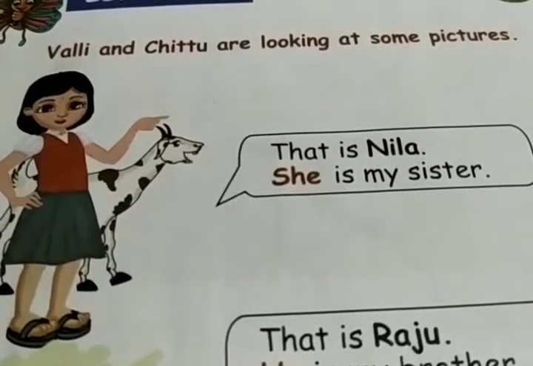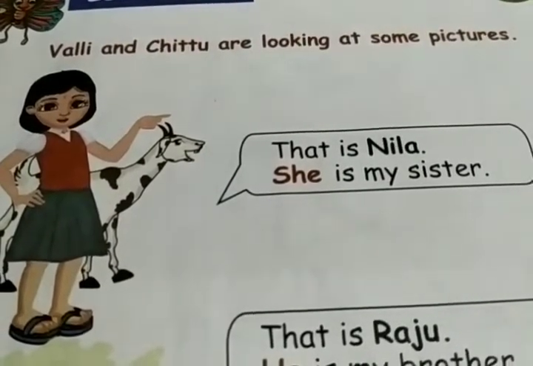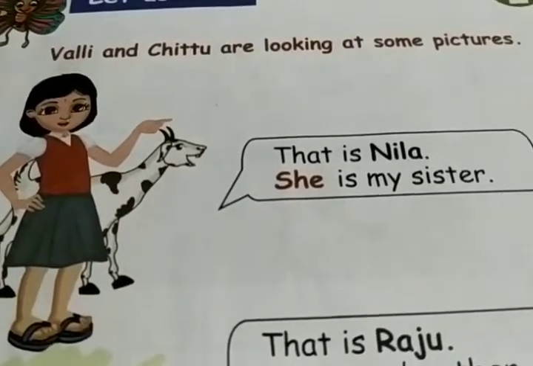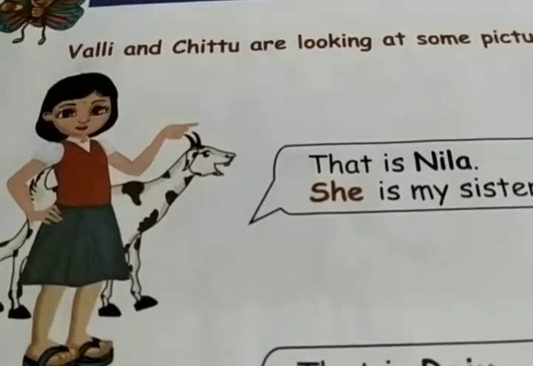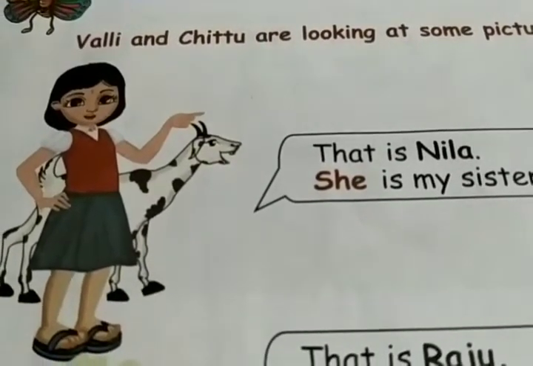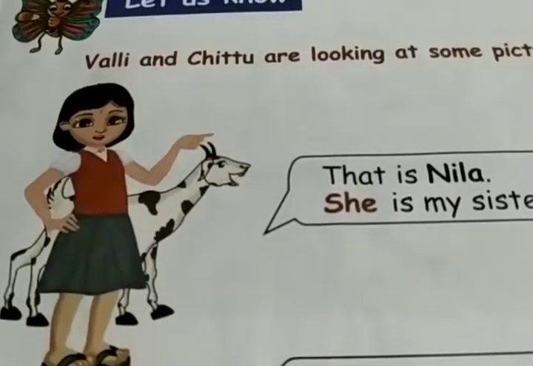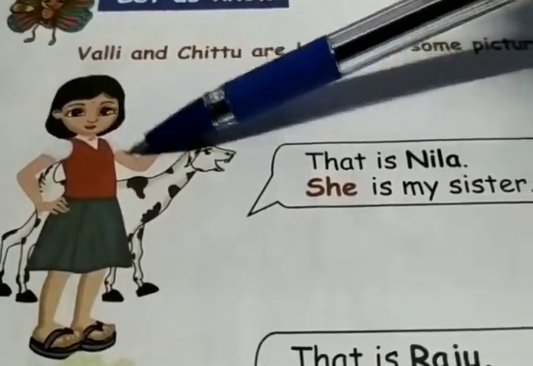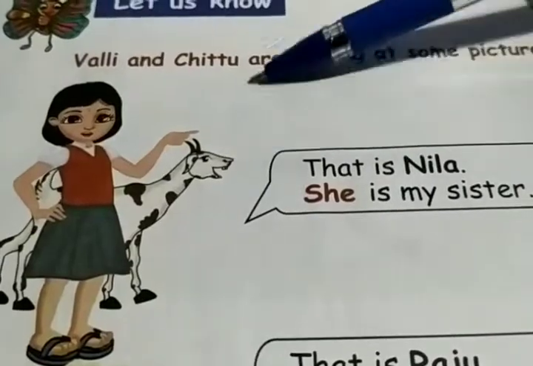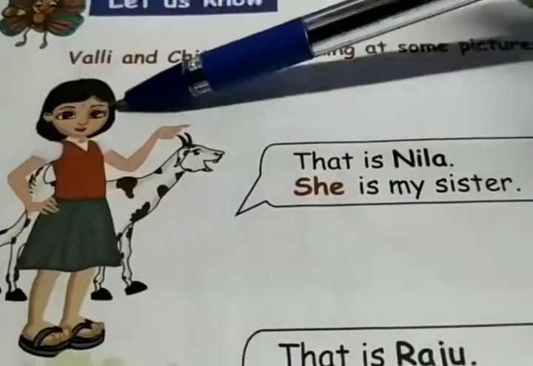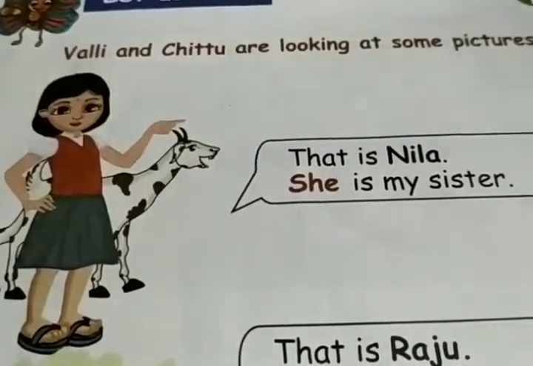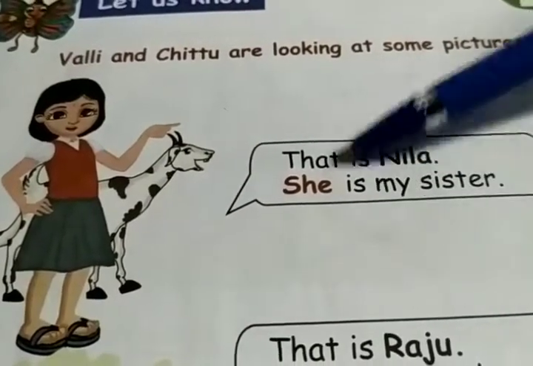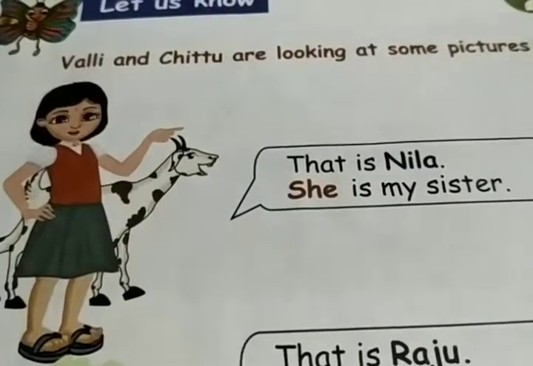So the pages in the textbook start from 55. Okay, so let us take your textbook page number 55. Here, it's a conversation between Valli and Chittu. So who are Valli and Chittu? This is Valli and her pet goat is called Chittu, isn't it? The conversation between Valli and Chittu is given here.